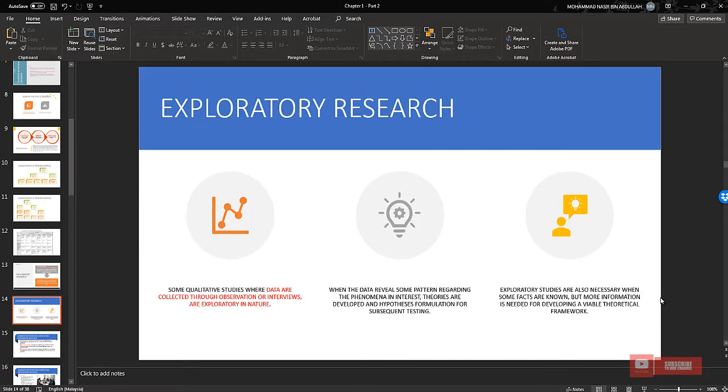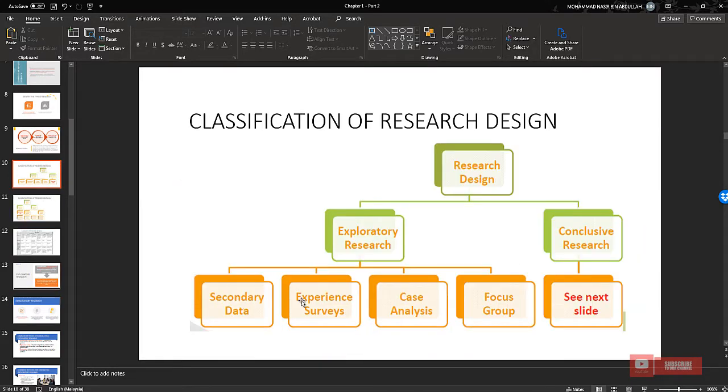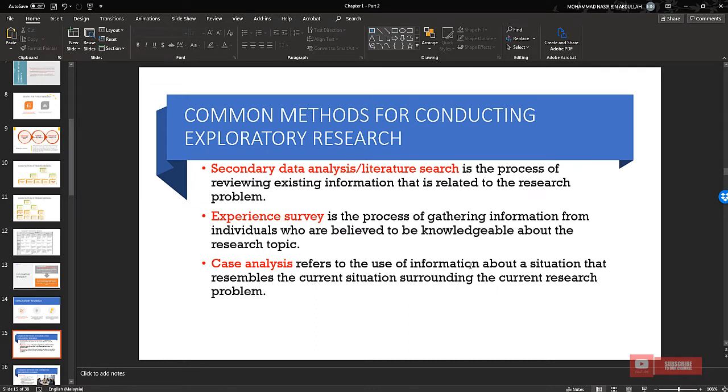Remember, in exploratory research, we can get the data from secondary data, experience survey, case study, or focus group, right? If you are doing an exploratory study, you can get the data from secondary data analysis or literature search, by looking into a literature review. What past research has been done? This is the process of reviewing existing information related to the research problem. Maybe we can do a systematic study or meta-analysis study, right?